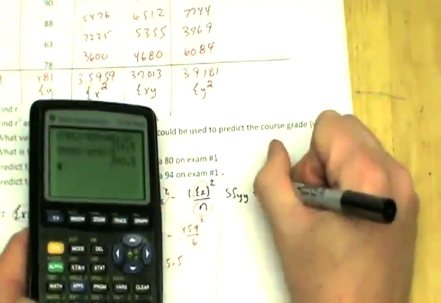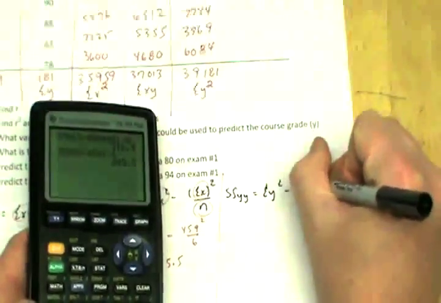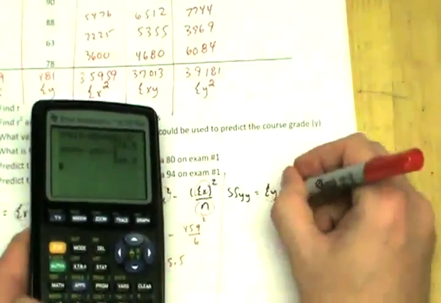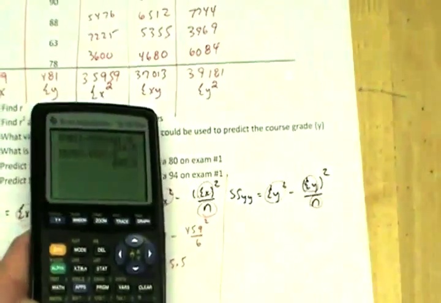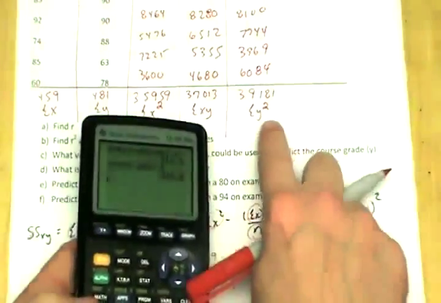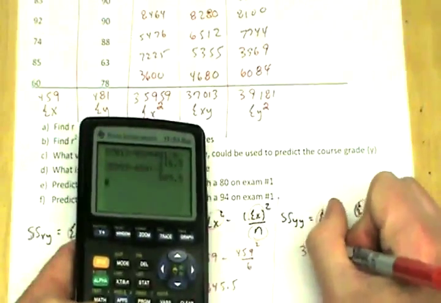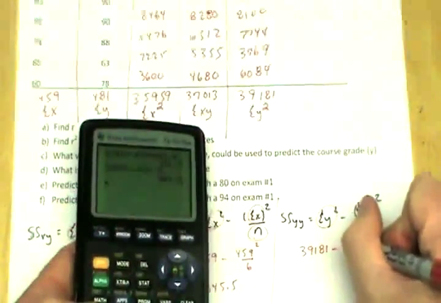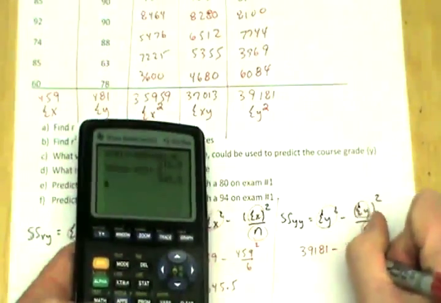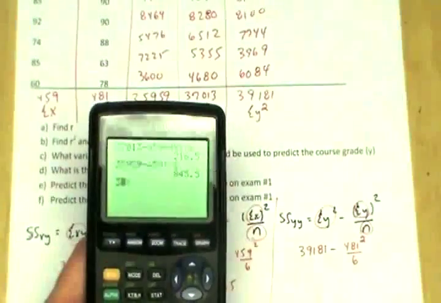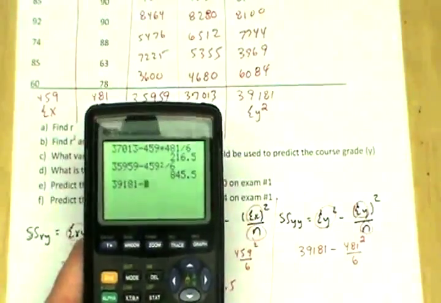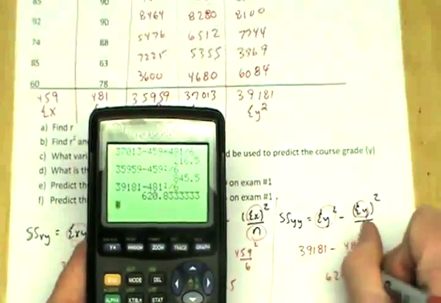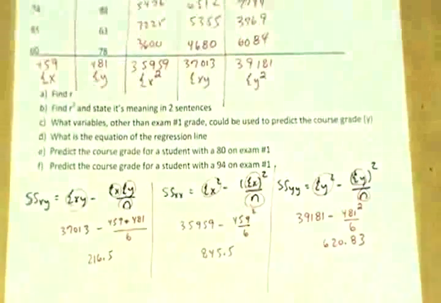And then lastly, we need SS sub yy. That formula from your formula sheet is the summation of y squared minus the summation of y, quantity squared, divided by n. We need that and that and that. Okay, the summation of y squared is 39181. The summation of y is 481 squared, divided by n, which is 6. 39181 minus 481 squared divided by 6 gives 620.83. We go to 2 decimals for each one of those answers.